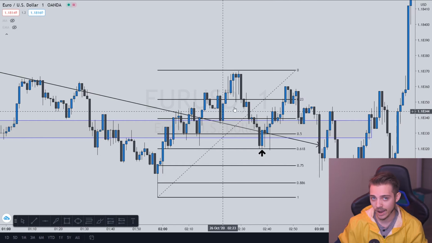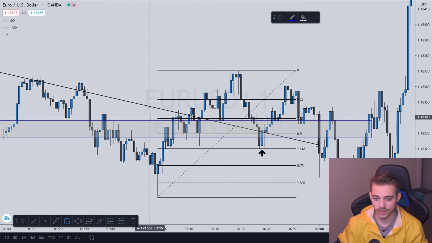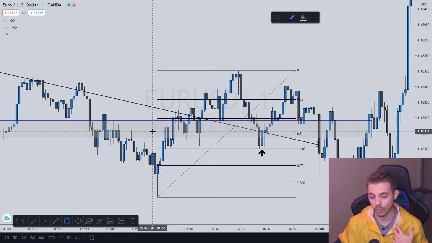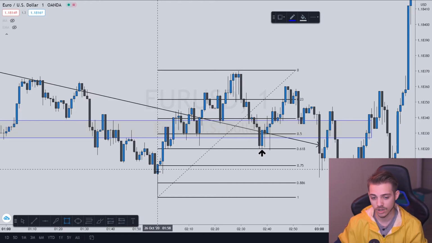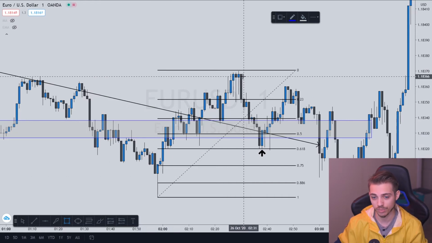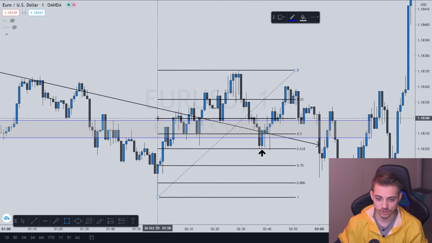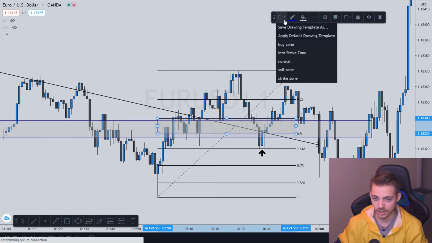So now that we have the Fibonacci already drawn on the chart, how I use it is I look for where price consolidated the most on the impulse move that pushed price before the retracement. So to me, price consolidated the most between the 38 and the 50.